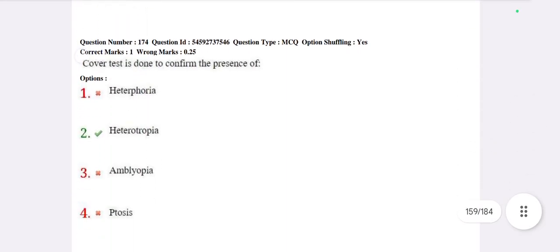Next question is, cover test is done to confirm the presence of heterophoria, heterotropia, amblyopia, or ptosis. Correct answer is heterotropia.